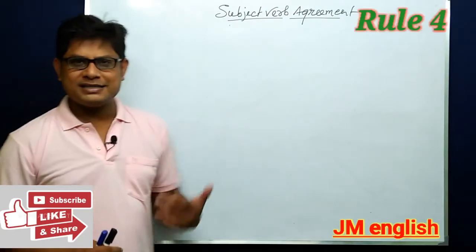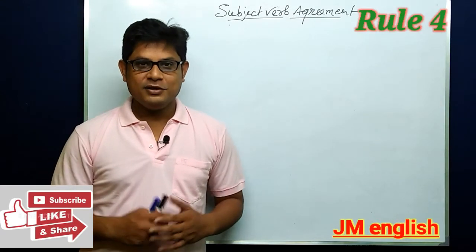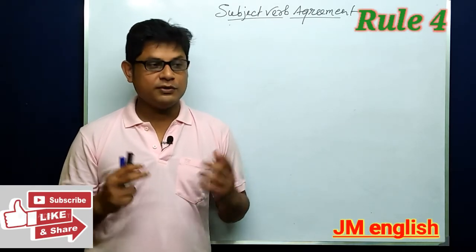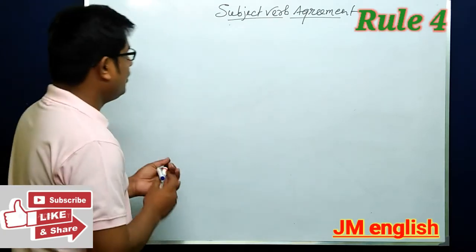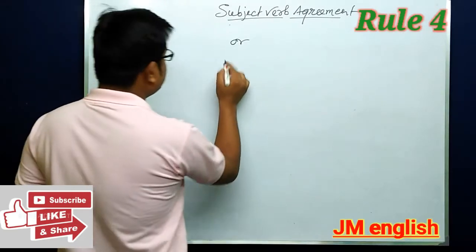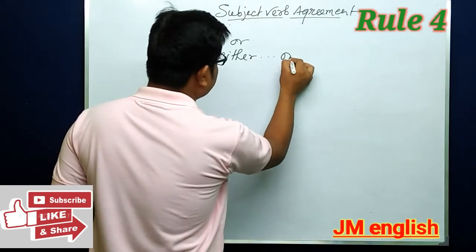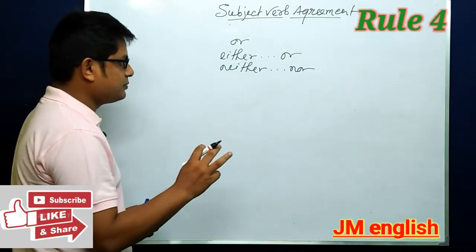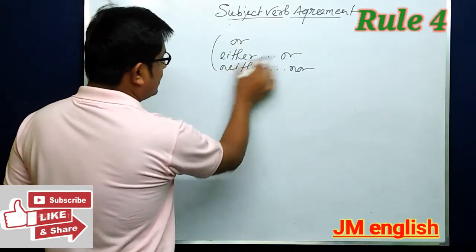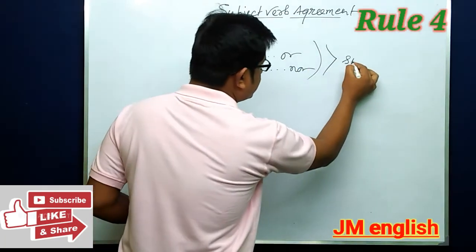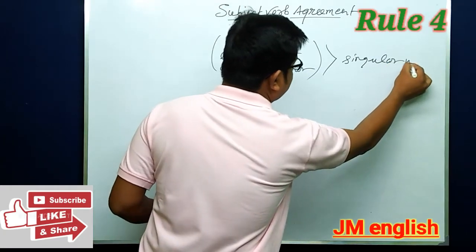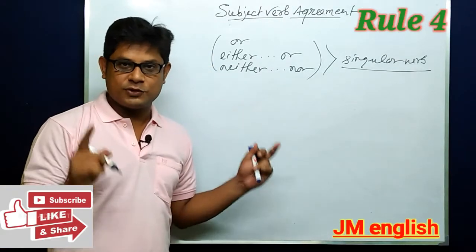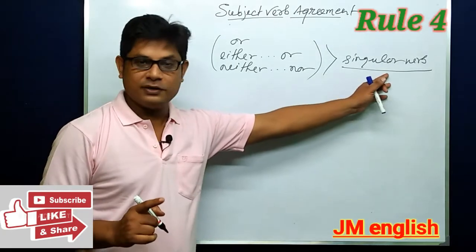Now rule number 4, and rule number 4 is again a very important and exceptional part. Rule number 4 says that when you use two nouns or pronouns together, if you use two subjects together connected with "or," "either or," "neither nor," then always use a singular verb. Remember this: if we use them to connect two nouns or two pronouns together as subject, then always use a singular verb, never a plural verb.